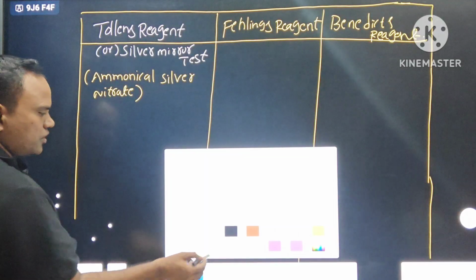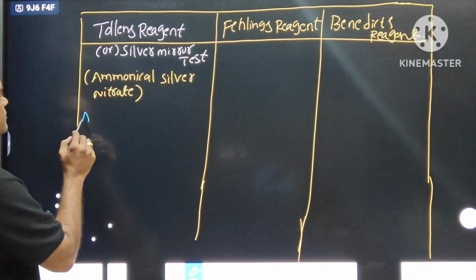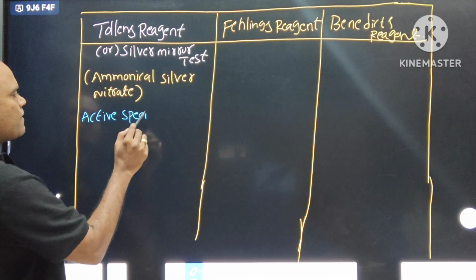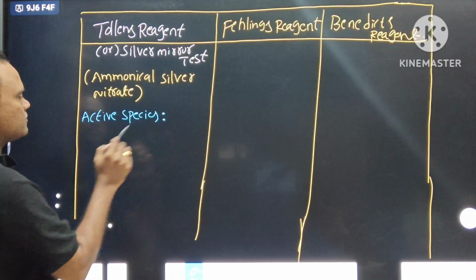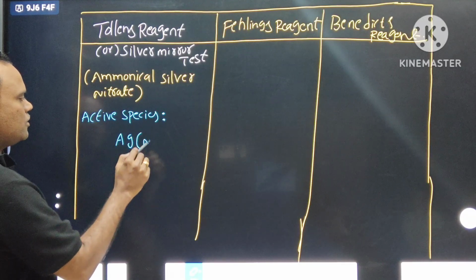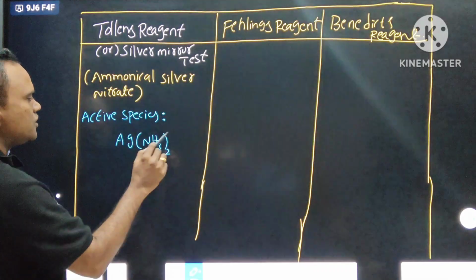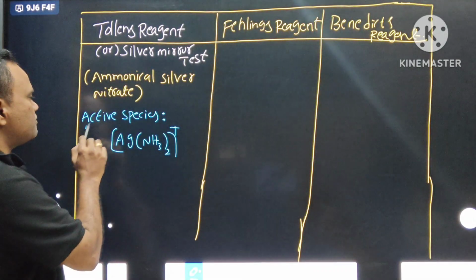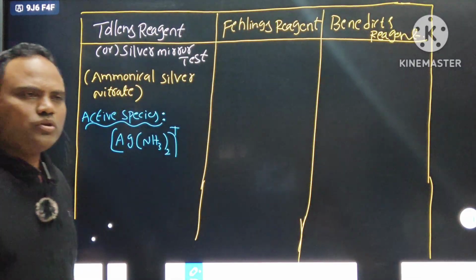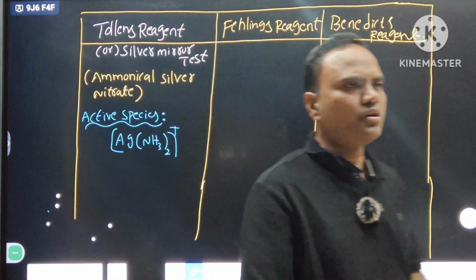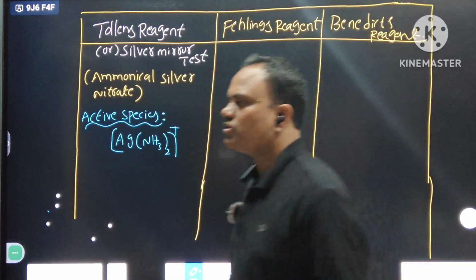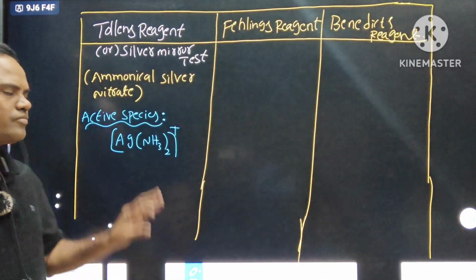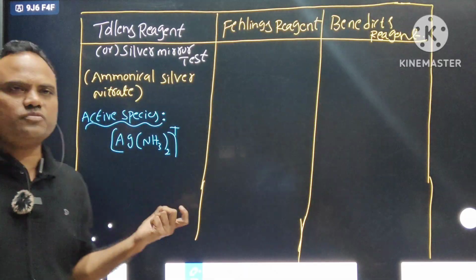Active species, we have to highlight this. Active species or reactive species: Ag(NH3)2+. This is the active species, important. Ammoniacal silver nitrate is a mixture of chemical compounds, formed by adding ammonium hydroxide to silver nitrate solution. But what is the active species in the reagent?